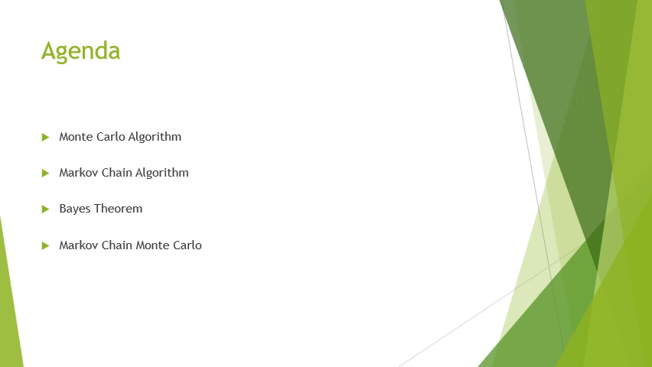So for today's agenda, I will have to go over a few prerequisites in order for us to fully understand how the Markov chain Monte Carlo algorithm works. With that being said, I will first go over the Monte Carlo algorithm, and after that we will have the Markov chain algorithm, and something else which is really important is Bayes' theorem. Once we have all those prerequisites down, we can go into the topic of the Markov chain Monte Carlo algorithm.